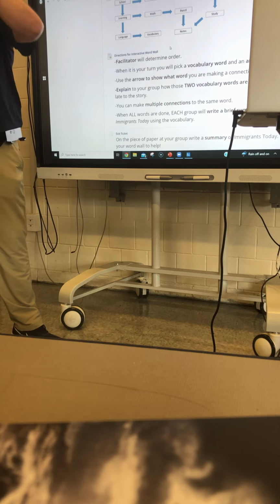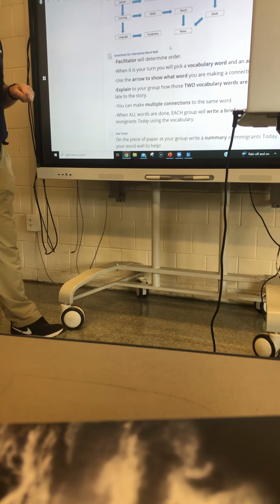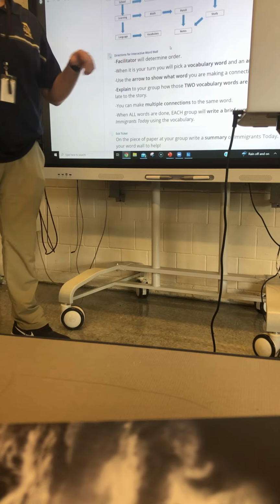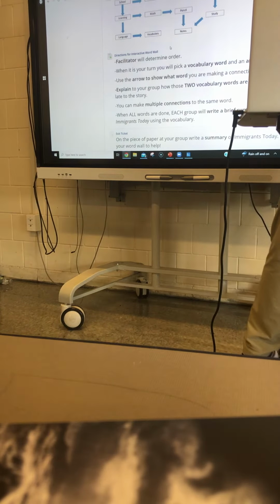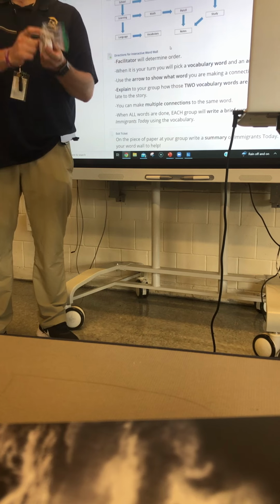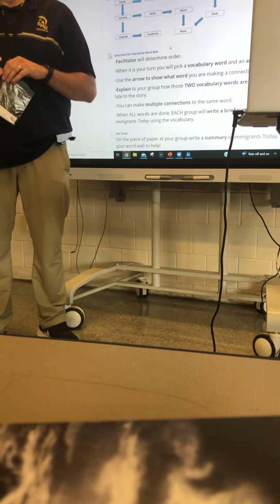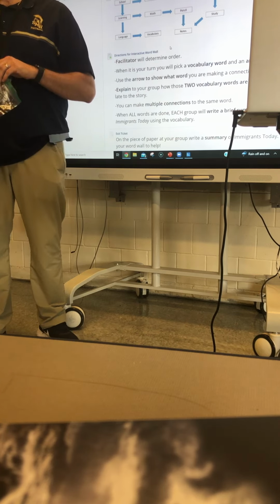Is it clockwise or counterclockwise? And then when it's your turn, you're going to have a bag, these bags right here, with all the vocabulary words. You're going to pick any vocabulary word, and you are going to connect it to another vocabulary word with an arrow showing the connection. I'm going to explain that.